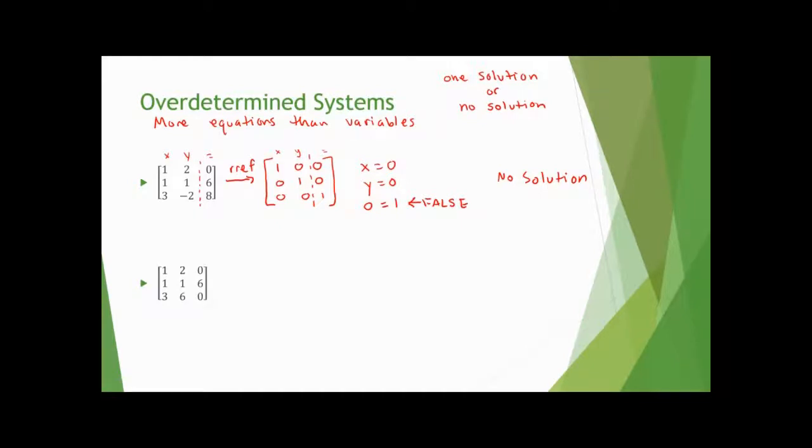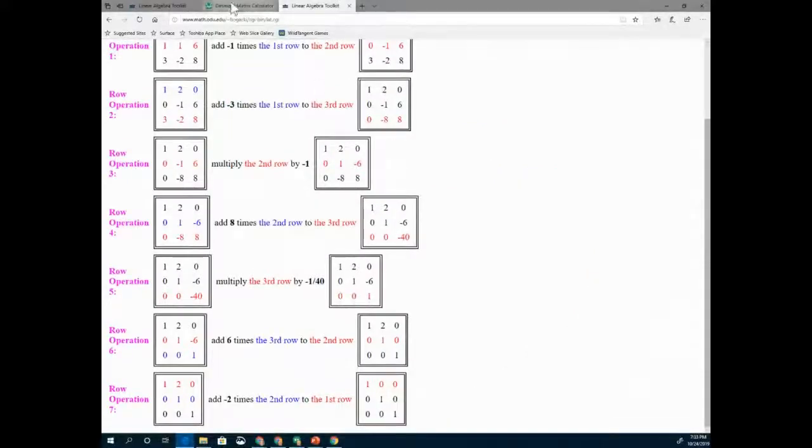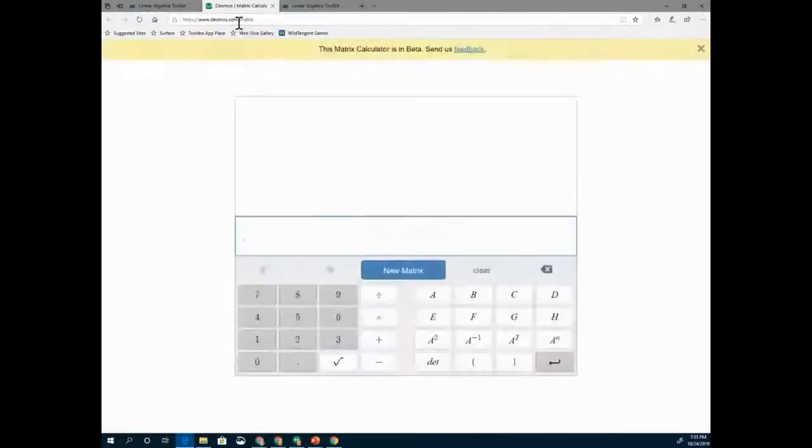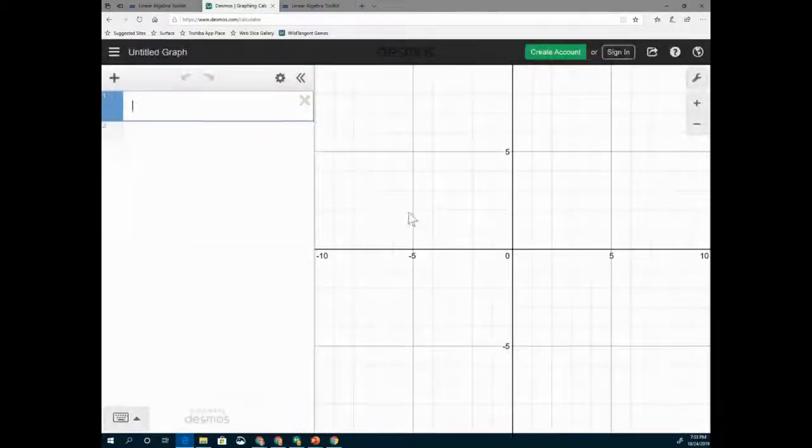So this was overdetermined, but they don't all intersect at the same place. And if we try to graph this in 3D, actually we don't even have to graph it in 3D. This could be a 2D graph. Let me open up Desmos. Oh, I already have Desmos open, but we don't want the matrix calculator. Let me go to Desmos, because this is x and y, so we can graph this. So you can see that there's no solution here.